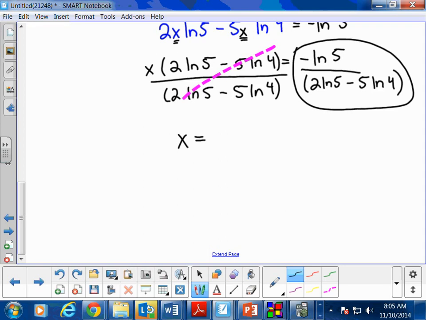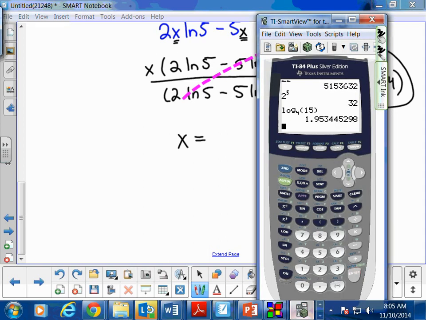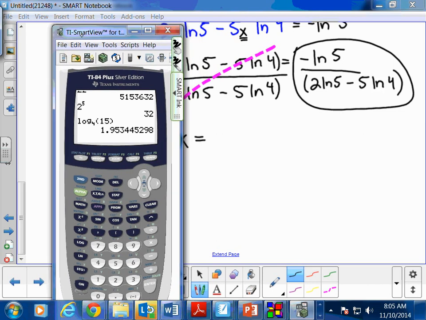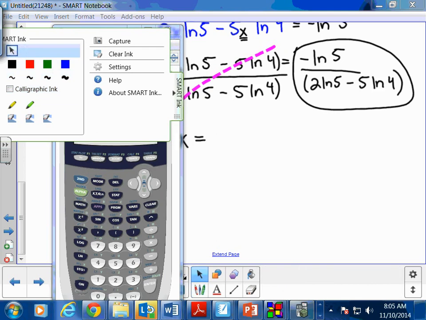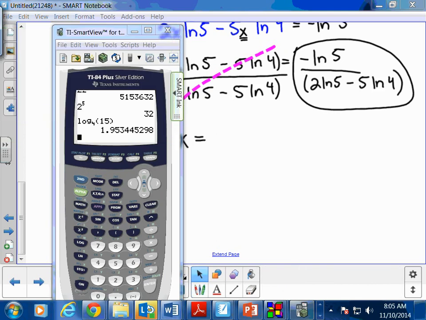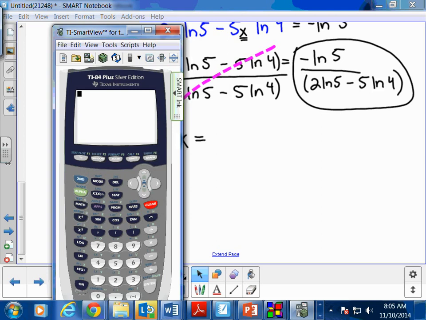Now this could be solved in your calculator, and the way that goes is like this. Let me clear this. I'm going to put the negative natural log of 5 there, divided by, and I'm going to put it all in parentheses because I want to make sure it's all done correctly: 2 times the natural log of 5 minus 5 times the natural log of 4, and we close it up.